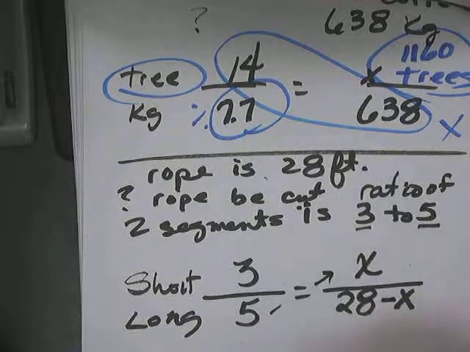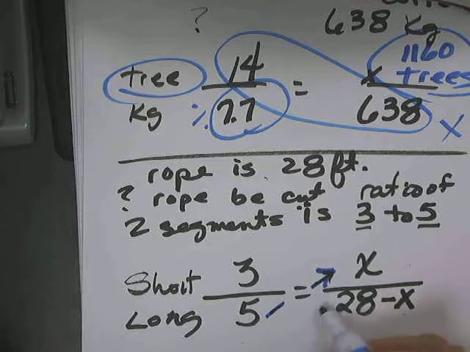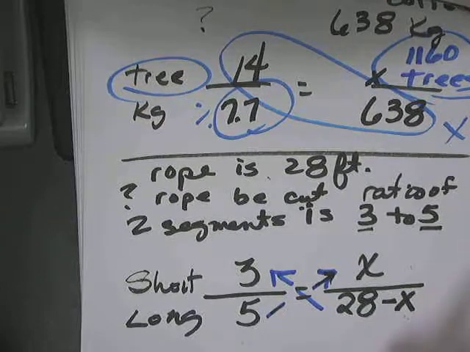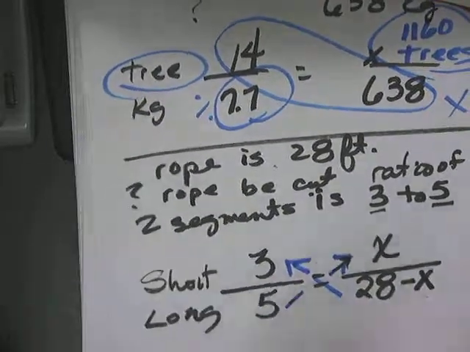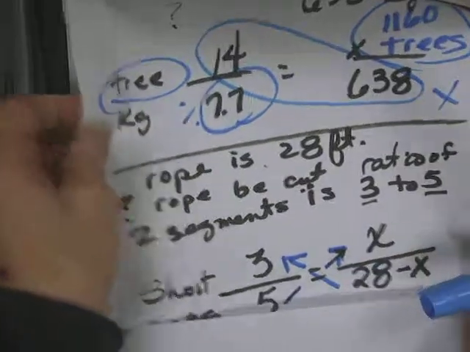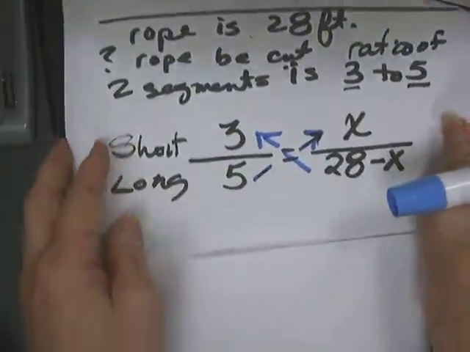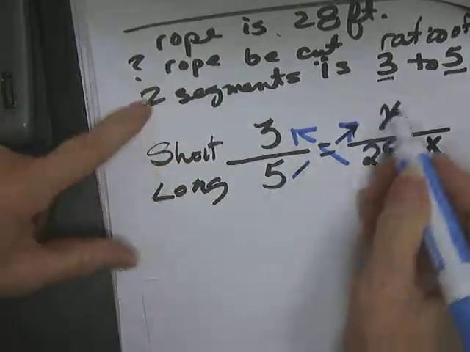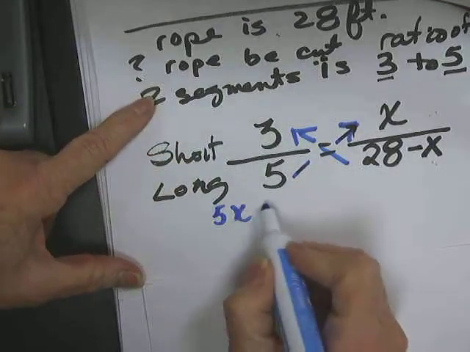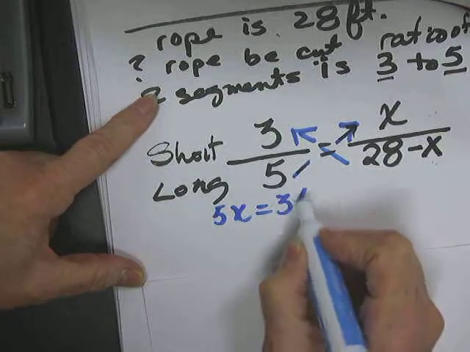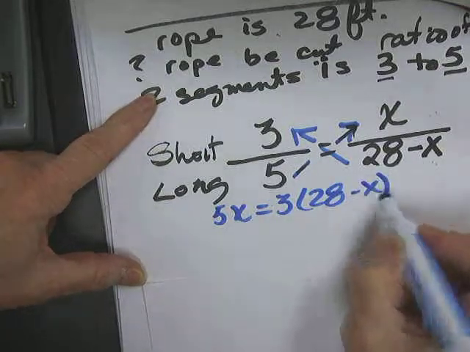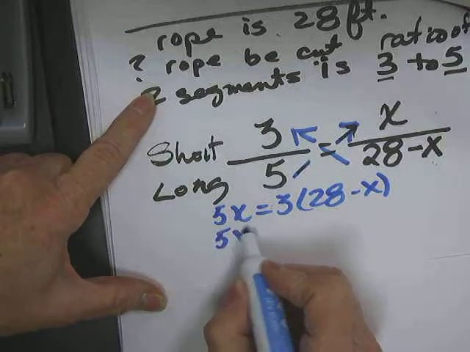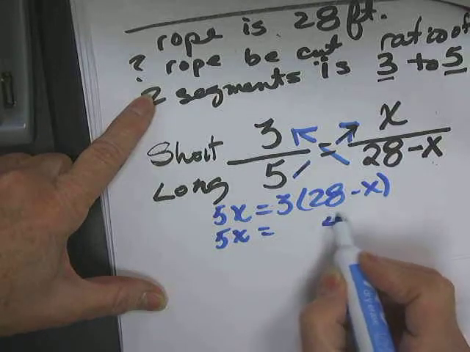Okay. So how do we solve a proportion if we can't just multiply and divide? Cross products are what? Cross products are equal. Okay. So let me get another sheet of paper here. So if the cross products are equal, we have 5 times X equals 3 times that.